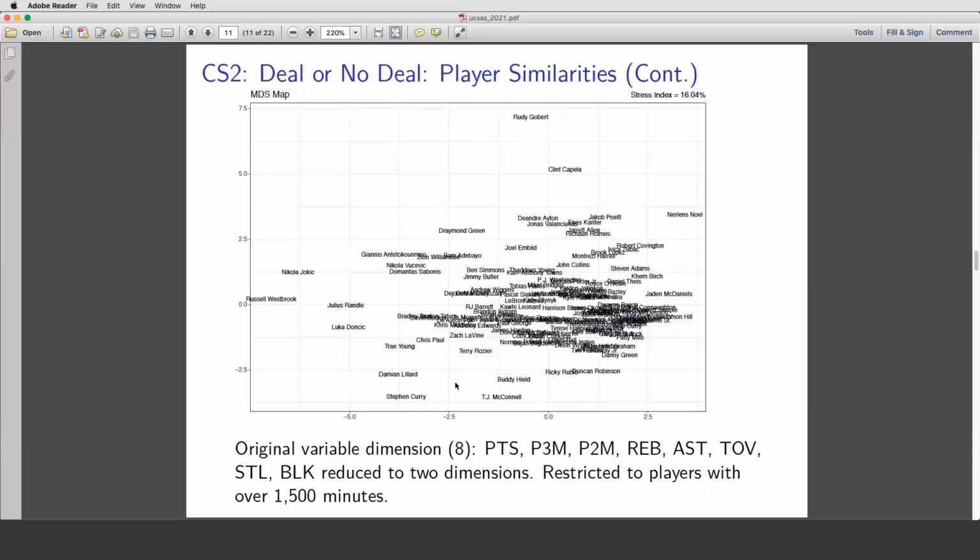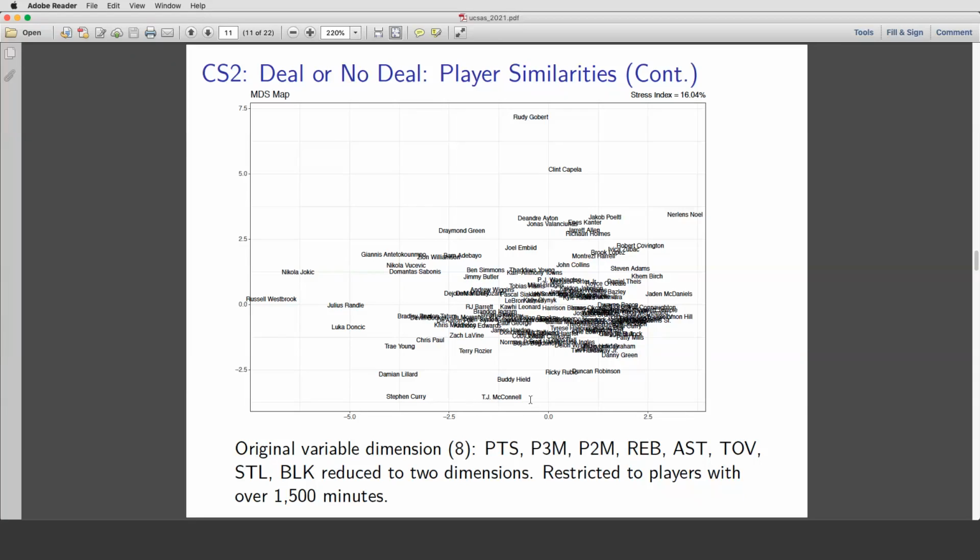So you want to be a little bit careful for a couple things. First of all, you see a player like T.J. McConnell down here. He's pretty close to Steph Curry. Now, I think most people would prefer Steph Curry to T.J. McConnell. So one thing you have to do when you see this is an initial sniff test. Why is this player coming up like this?